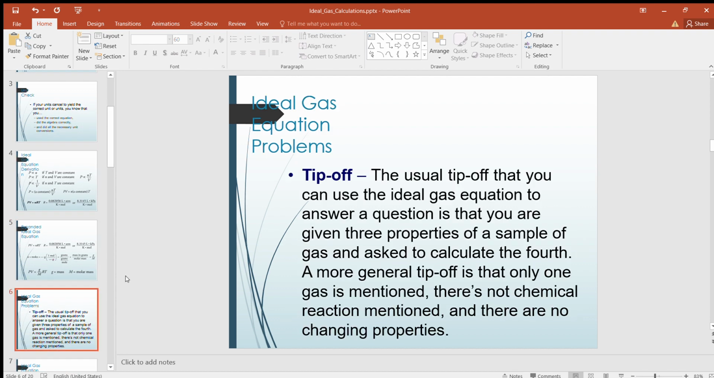Now for ideal gas equation problems, the usual tip that we have to use the ideal gas equation to answer a question is that we have three properties of a sample of gas and we are told to calculate the fourth one. So three are known and the fourth one is unknown. A more general tip is that only one gas is mentioned, so there is no chemical reaction mentioned and there are no changing properties.